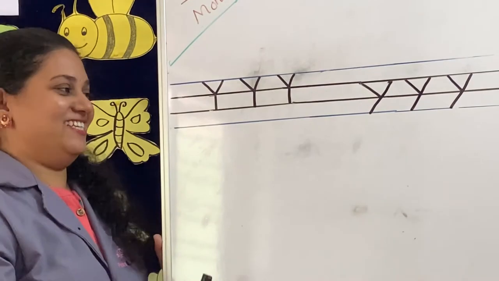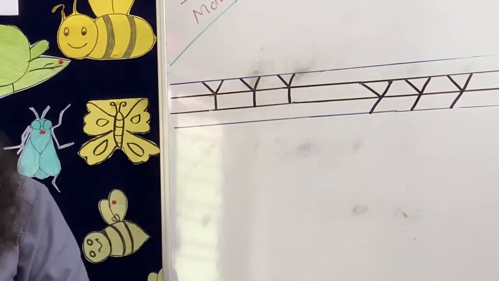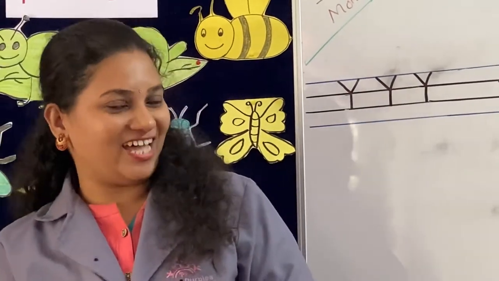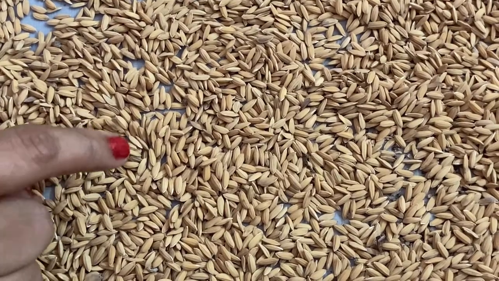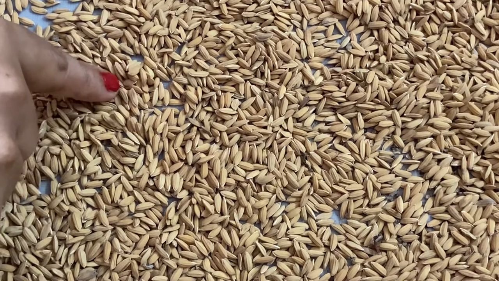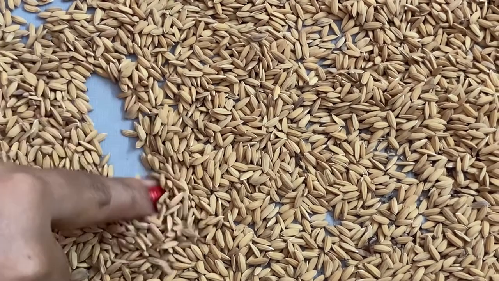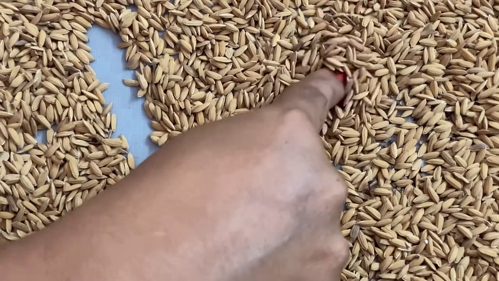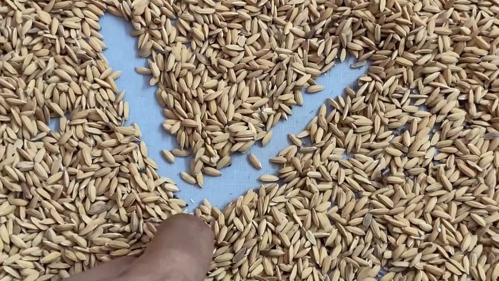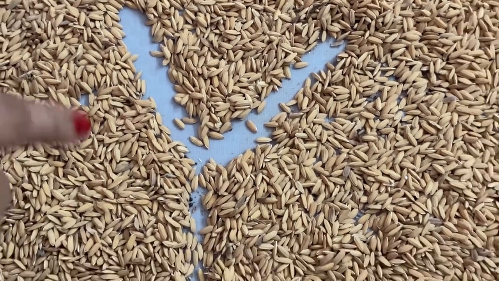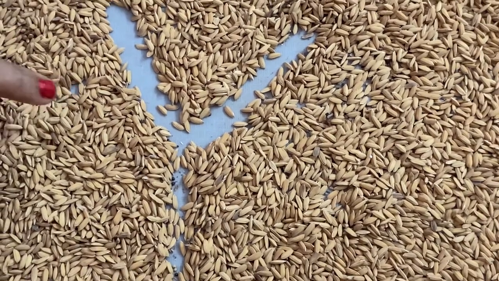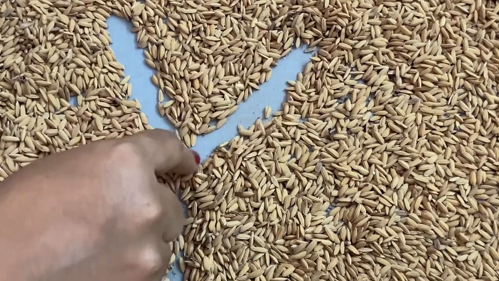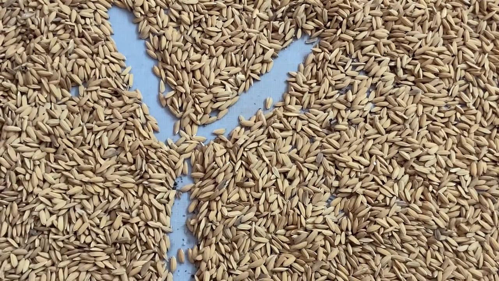Okay. Very good. Then let's see how to trace the capital letter Y and small letter Y. How to trace capital letter Y? Backwards one line. Forwards one line. Standing line. This is capital letter Y.